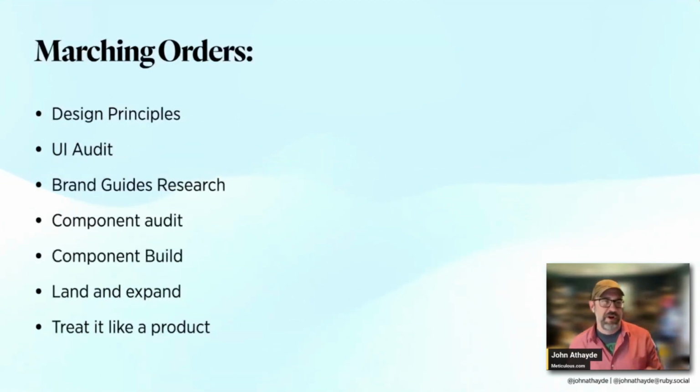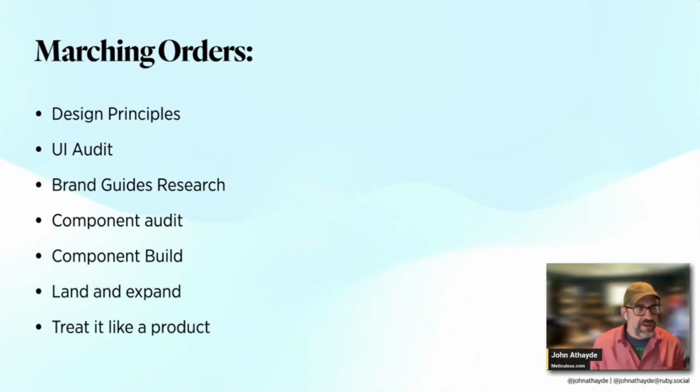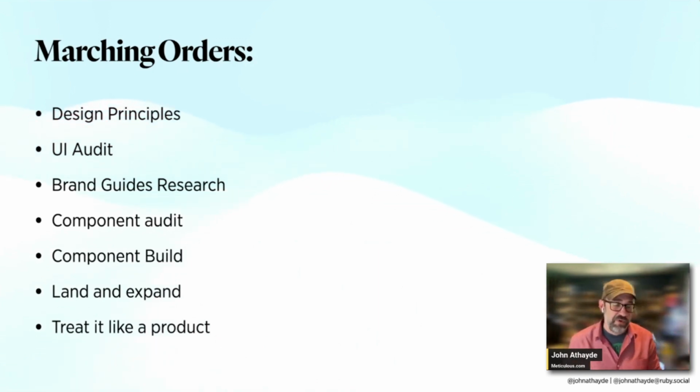So your marching orders: work on those design principles up front, right? Have a good foundation, do your UI audit, bring in your marketing guides, get those locked in, make sure the brand of your product aligns with the brand of the company. Then work into your components, figure out what you have, figure out what you need, and then it's land and expand, and it's just treating it like a product. So you follow that, and you pretty much just kind of rev that over and over again, especially the last 4 there, and you'll end up moving your apps way down the road.